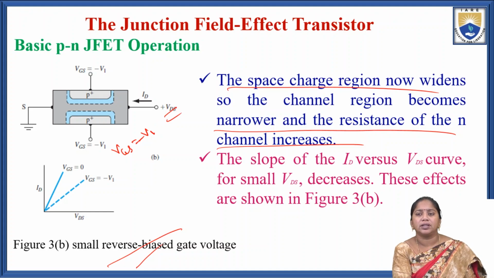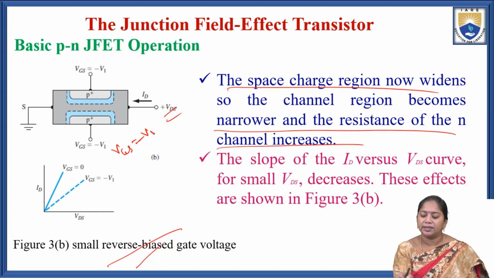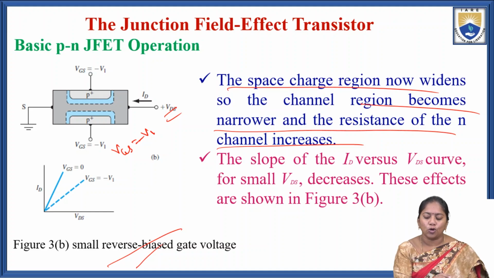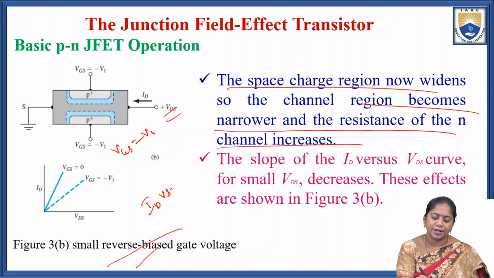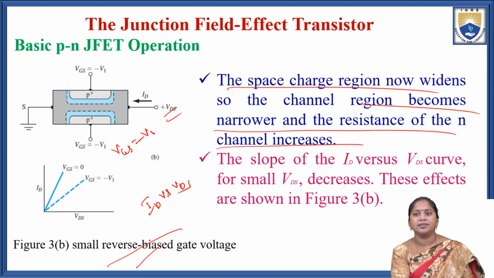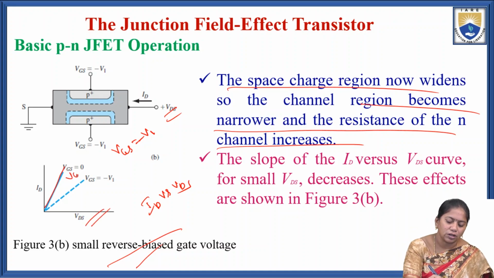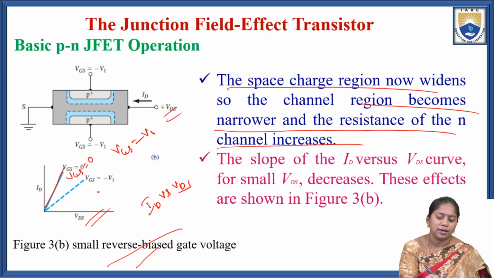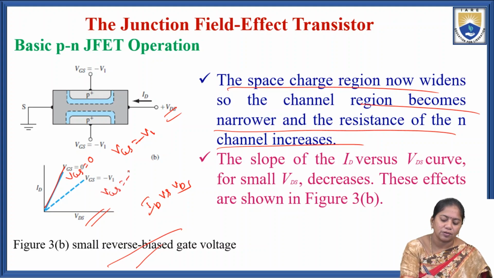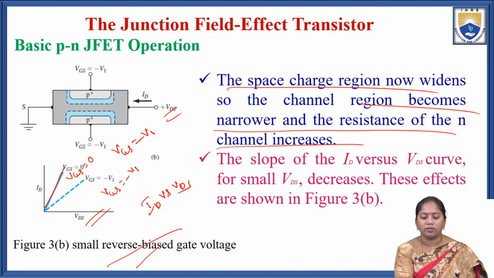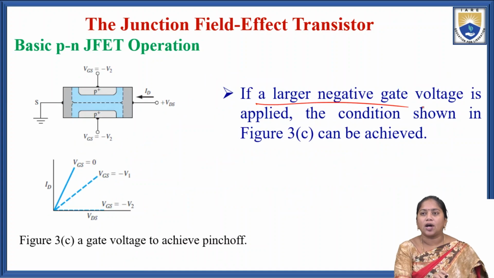Generally in reverse bias, the space charge region width is more compared to forward bias. So the channel region becomes narrower and the resistance of the N channel increases. So the slope of the ID versus VDS curve for small VDS decreases. This effect is shown in the figure. Here VGS equal to 0, the gate voltage is 0. Here we are applying the reverse bias voltage VGS equal to minus V1, and the slope of ID versus VDS decreases.